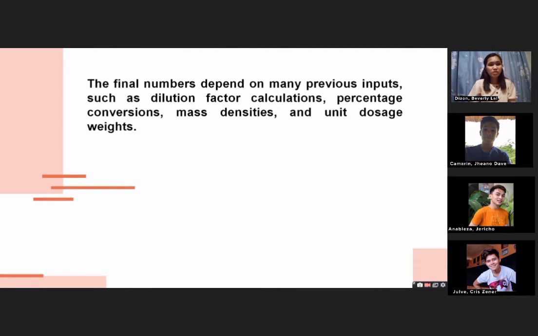The final numbers depend on many previous inputs such as dilution factor calculations, percentage conversions, mass densities, and unit dosage weights. The dilution factor, or dilution ratio, is the notation used to express how much of the original stock solution is present in the total solution after dilution. Percentage conversions.